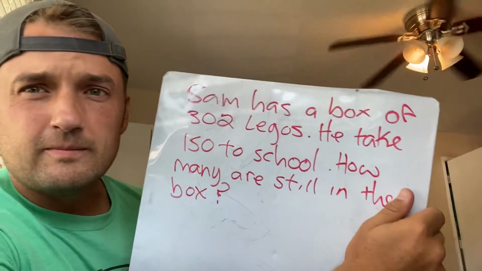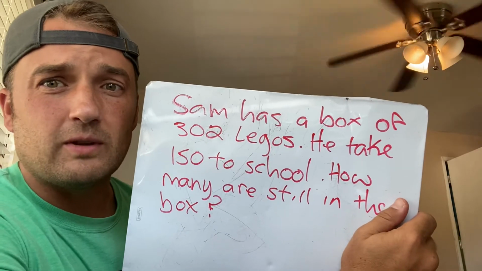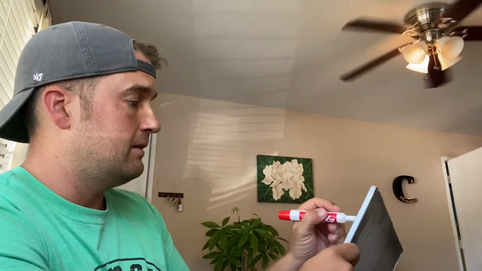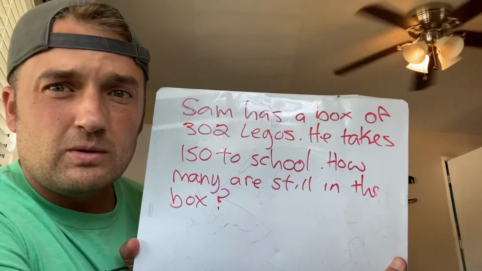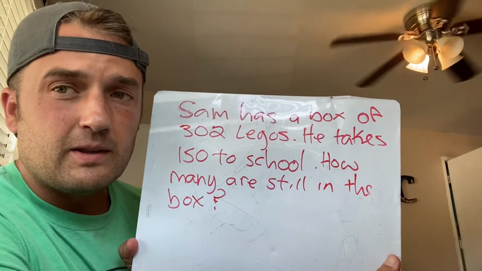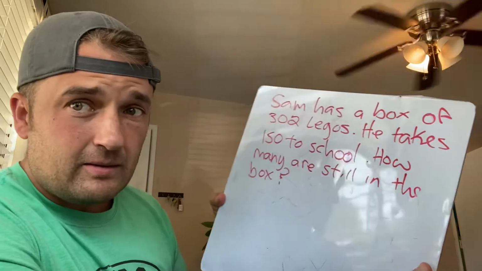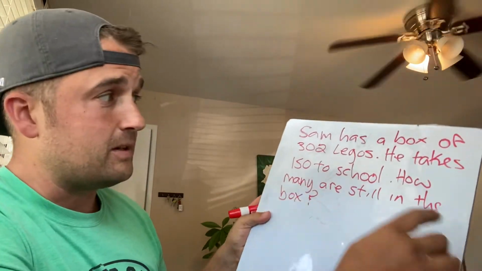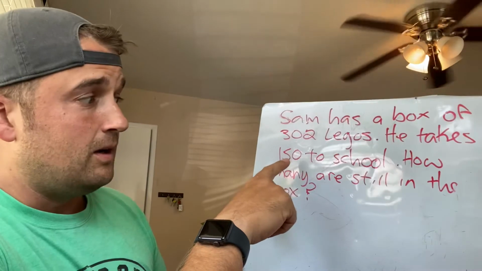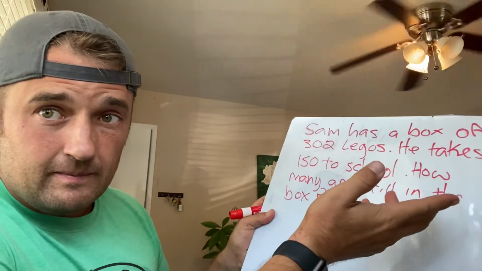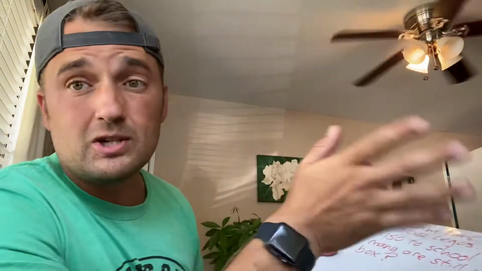Okay? So, Sam has a box of 302 Legos. He takes 150 to school. How many are still in the box? To find that out, we would use subtraction because we have a whole, a part's missing, that's subtraction. If it was addition, they would give you the parts and say, what's the whole? Like they would say, Sam took 150 Legos to school. He left some in the box. How many are there in all? And the answer would be 302.